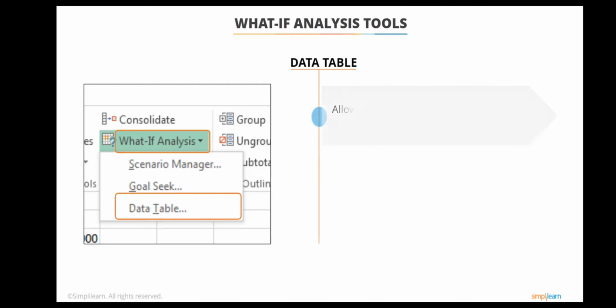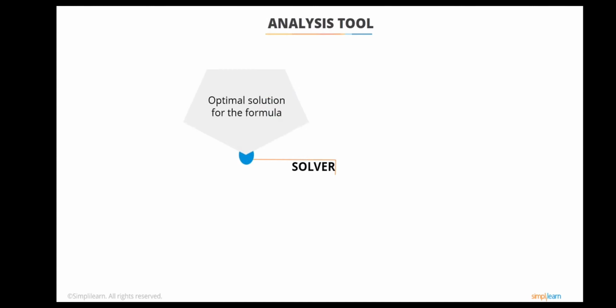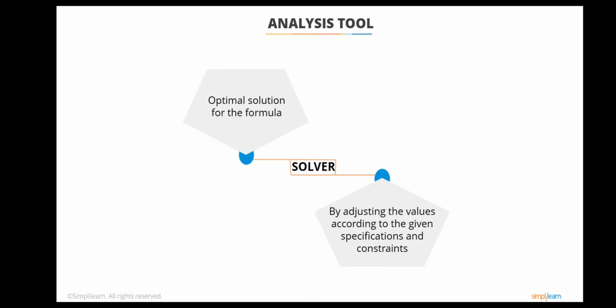Data tables allow us to do a comparative analysis of available data. It also allows us to view the results in the table without changing the original formula references. With the Solver What If Analysis tool, we can find an optimal solution for a formula in one cell by adjusting the values in other cells according to our specifications and constraints.